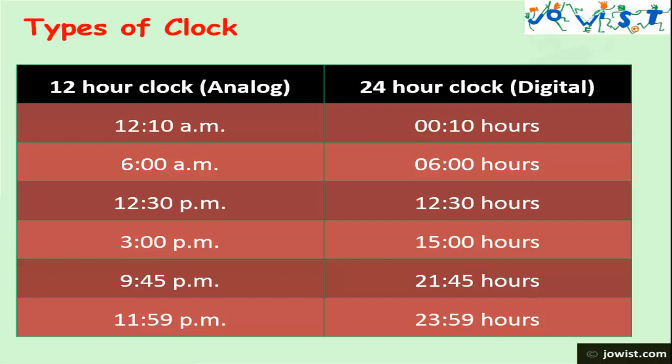After completion of 1 hour, that is 1 o'clock, to calculate the time in digital clock, we will add 12 to it. So when the analog clock will show 1 pm, the digital clock will show 13 hours. Again at 3 pm, it will show 12 plus 3, that is 15 hours.